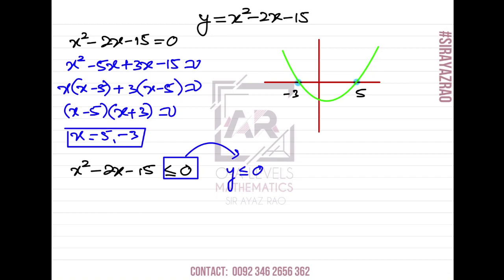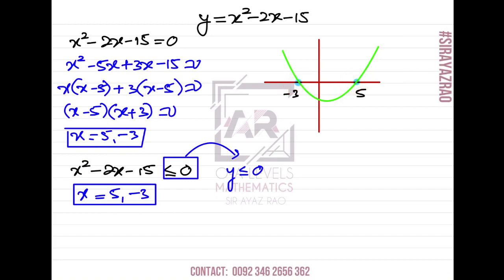So I'm going to find the same x values. For the time being, I'm going to put this equation equal to 0 and I will get the answer x equal to 5 and minus 3. I'm going to get the same answer. But this is not the answer that we have to give. This is just the x-intercept, the point of interest that we are finding out.